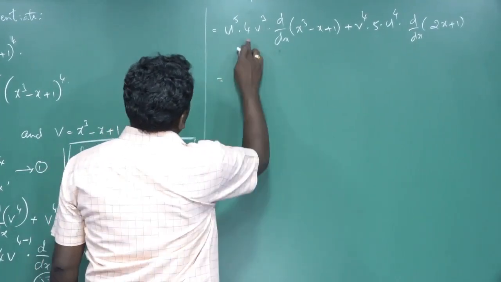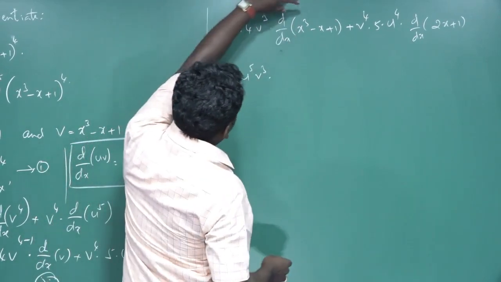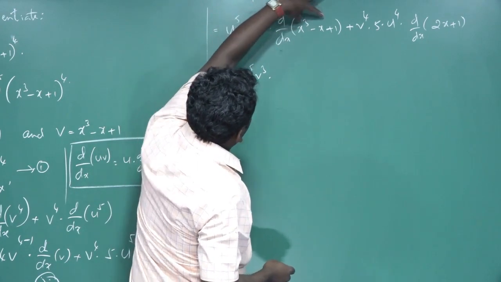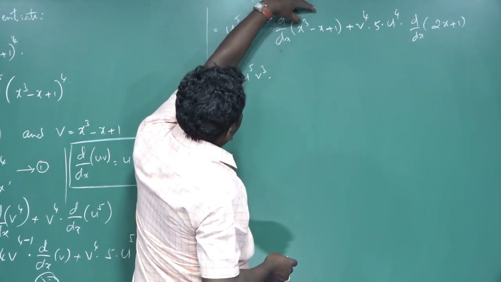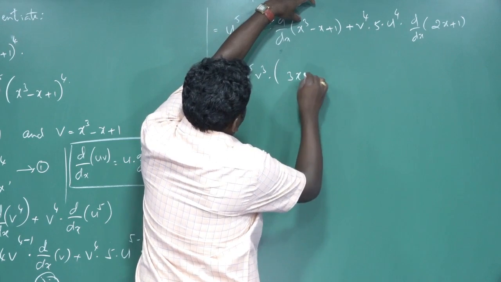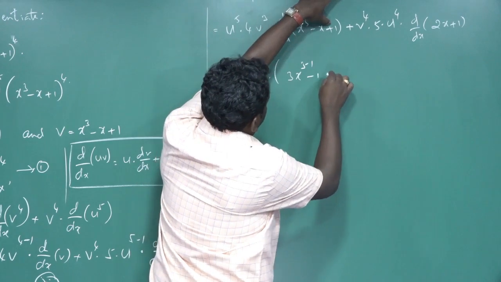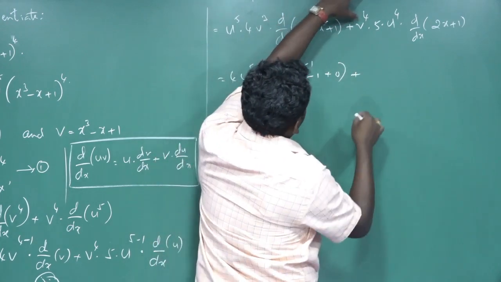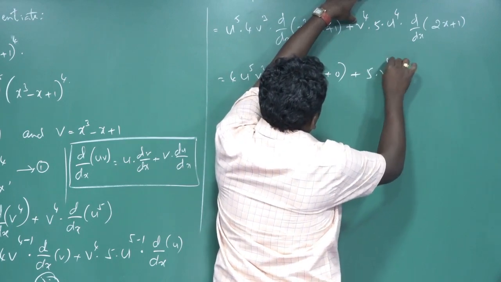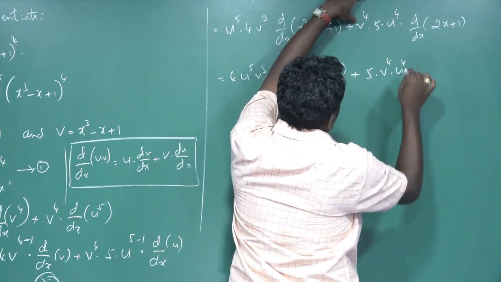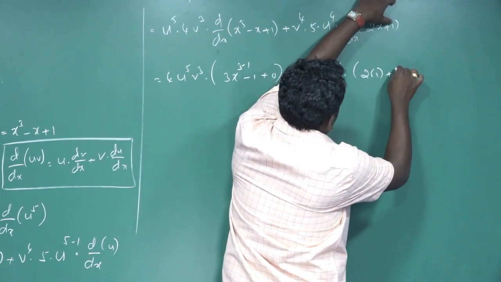Remaining simplification: 4 into u power 5, v power 3 into differentiation with respect to x, because the total within the bracket is a term in x form, differentiation is also with respect to x. Therefore, directly differentiate the x power n form: that is equal to 3 into x power 3 minus 1, minus x differentiated with respect to x is 1, plus the constant term 0, plus v power 4. First it is 5 into v power 4 into u power 4, into differentiation with respect to x: 2 into 1 plus the constant term 0.